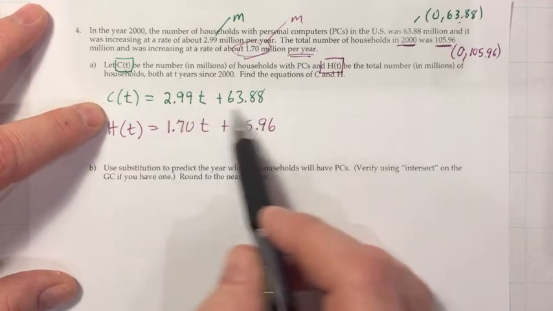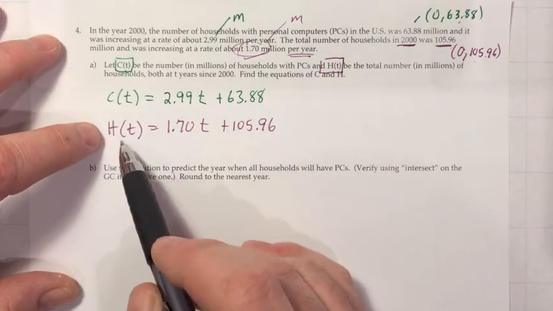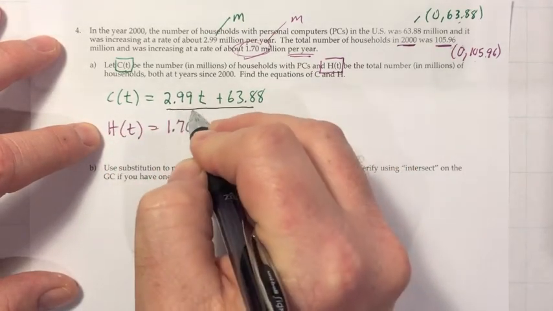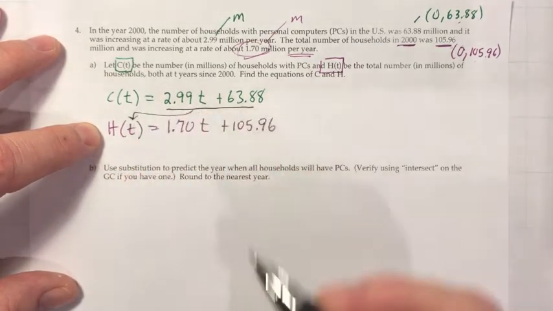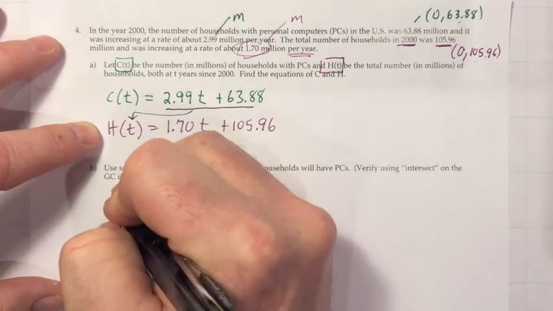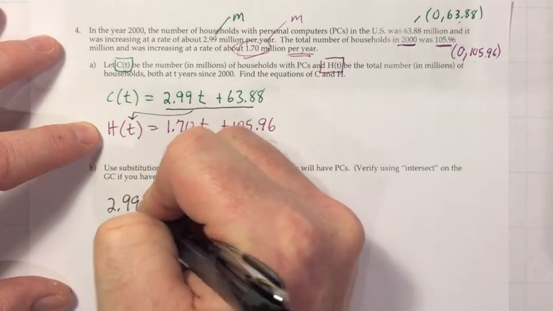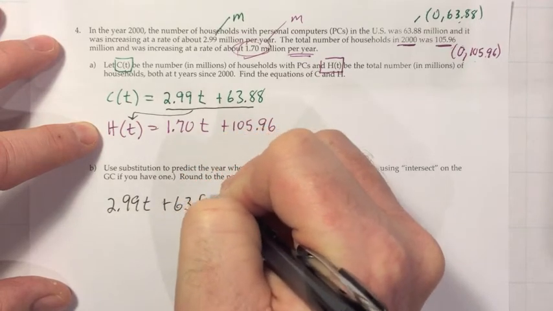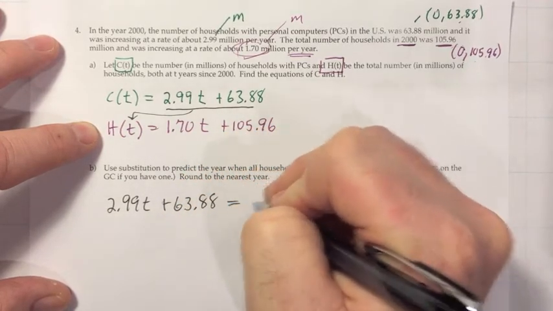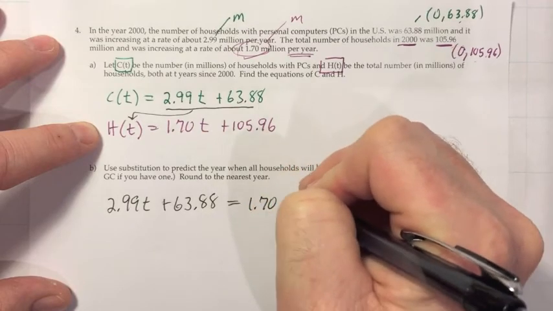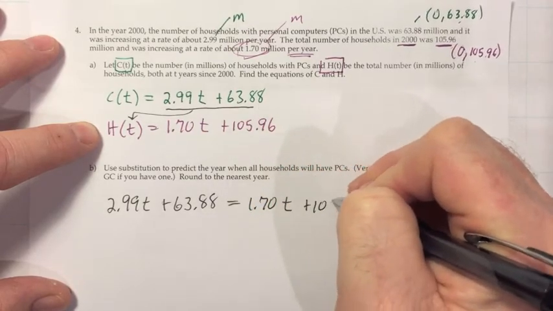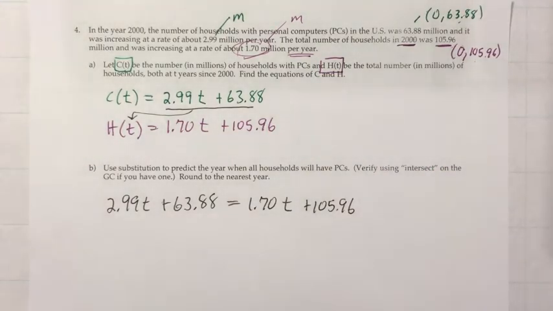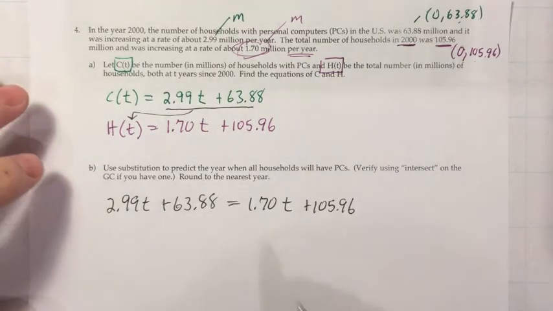So then we substitute this part in for y in the other equation. So this piece right here will replace the H of t right there. So we're going to take this and we're going to substitute it for the other y in the other equation. So we get 2.99t plus 63.88 equals 1.70t plus 105.96.